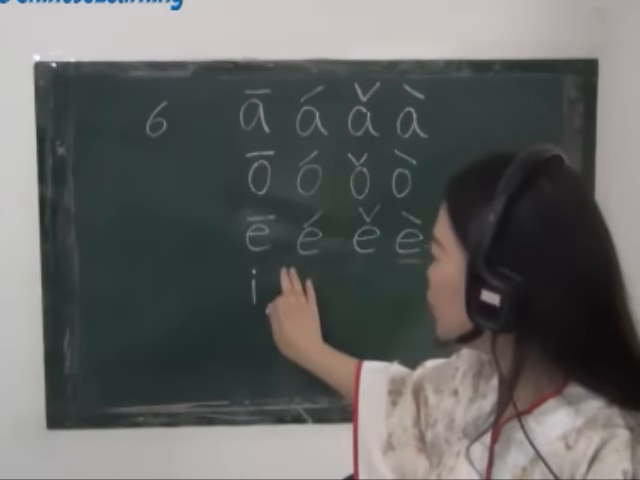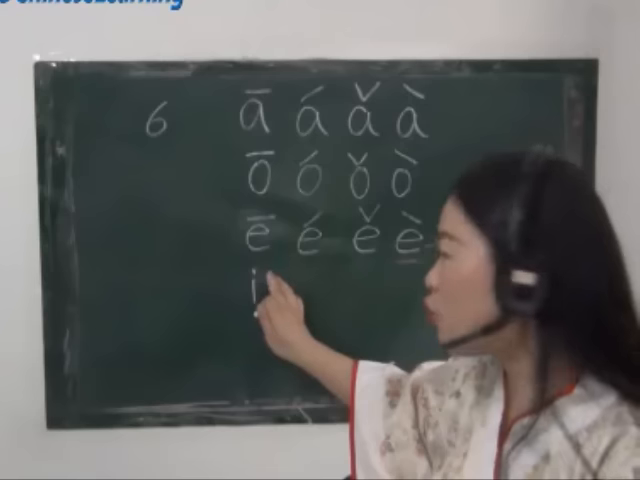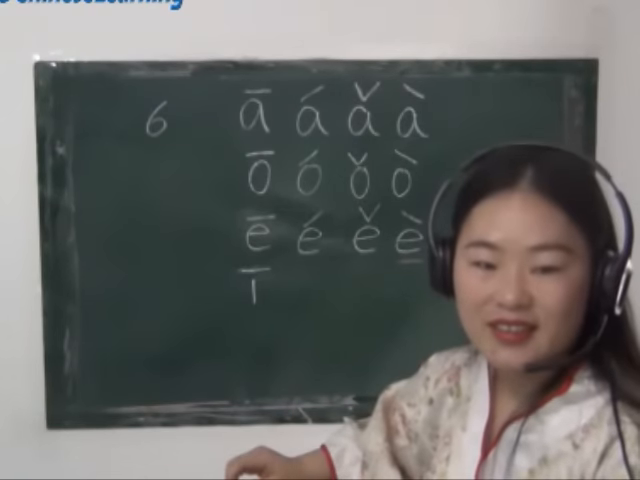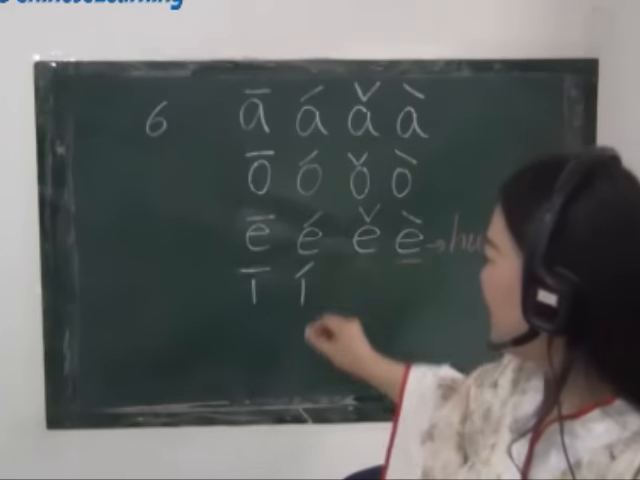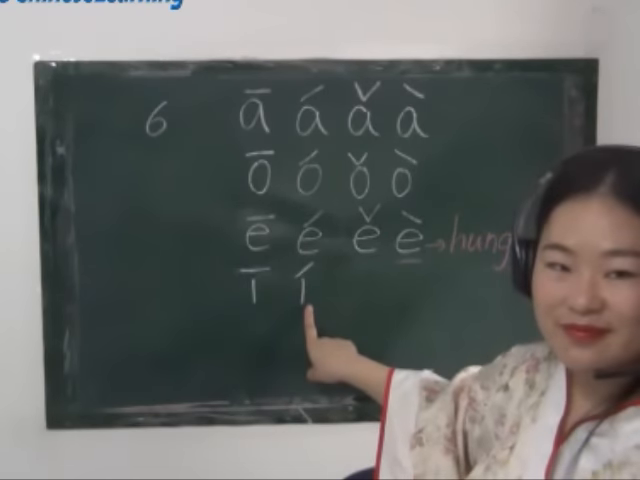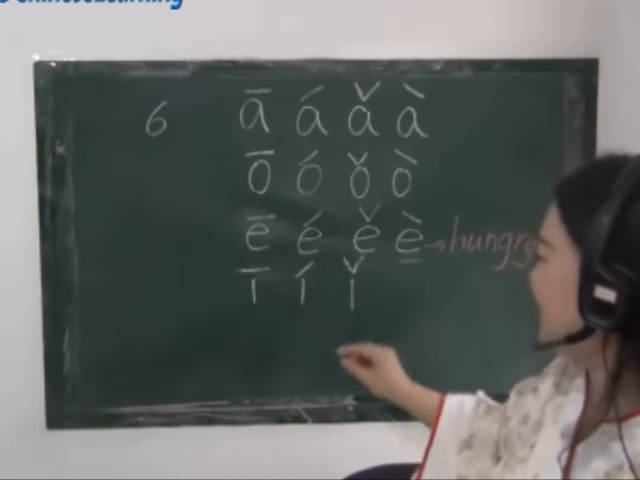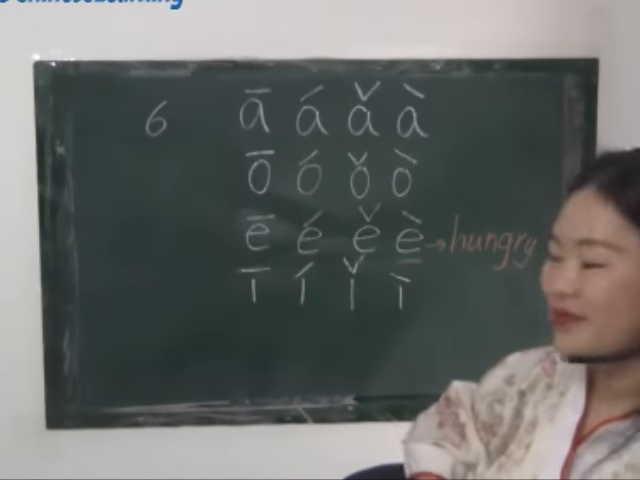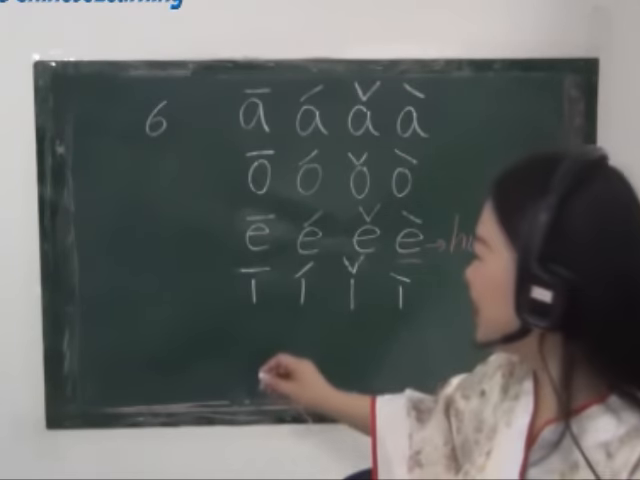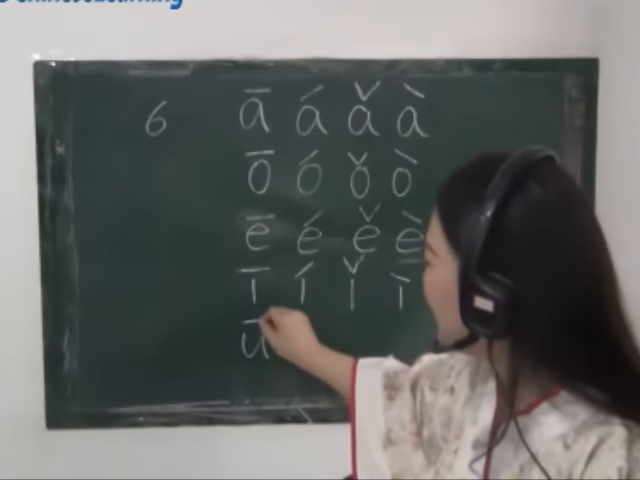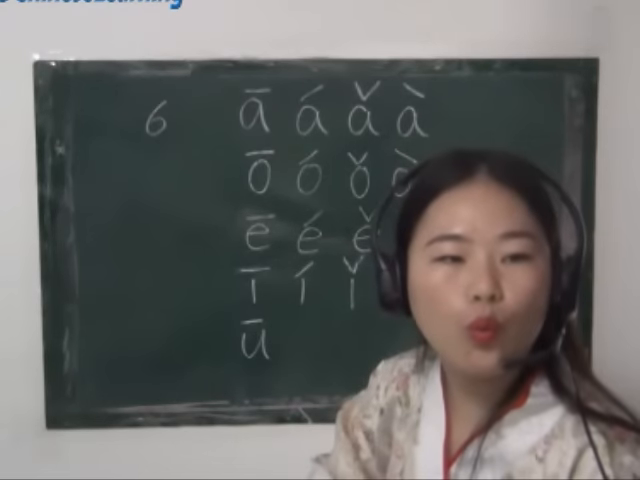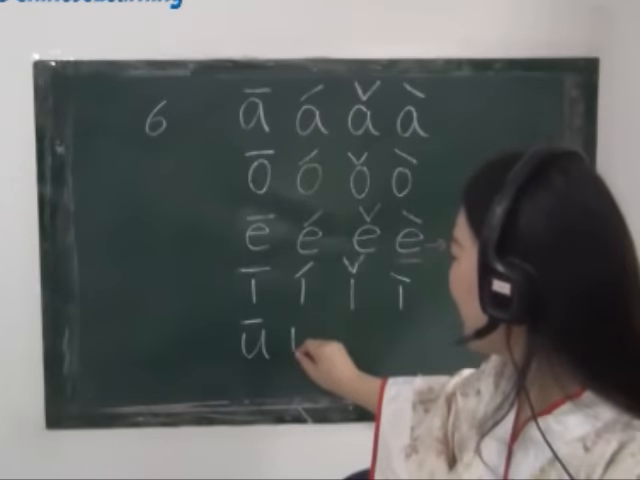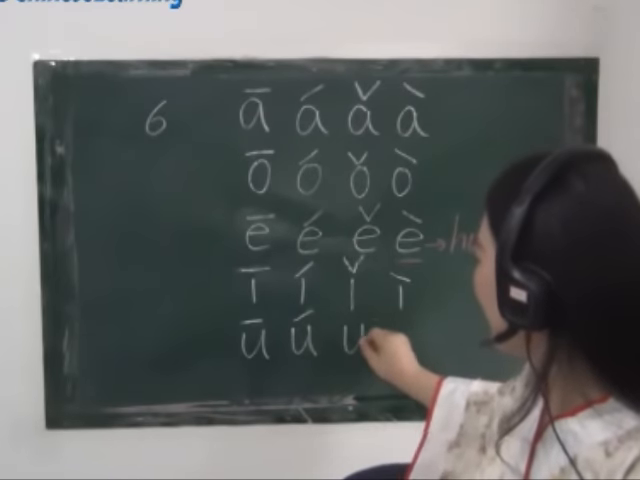Yeah, but when we put the tone mark, we omit this dot. So this is E. And the second one. Yeah, third tone. Last tone. Very good. And the fifth one, this one is O. Yeah, and I think the others you can read by yourself.